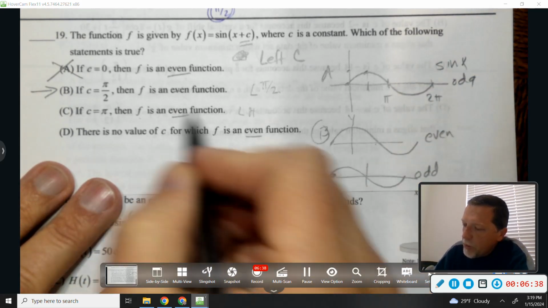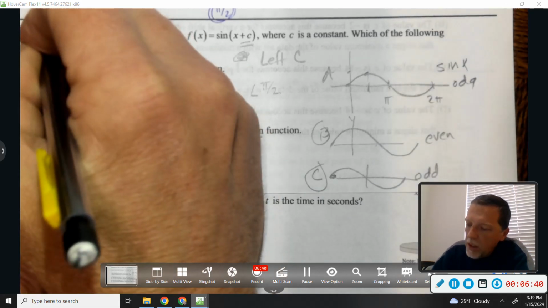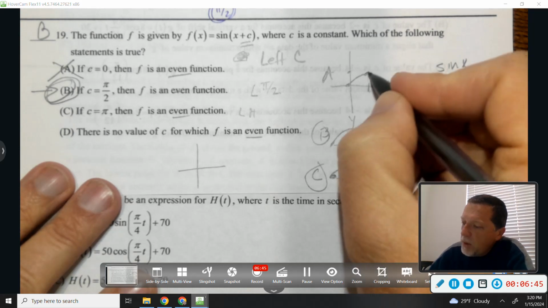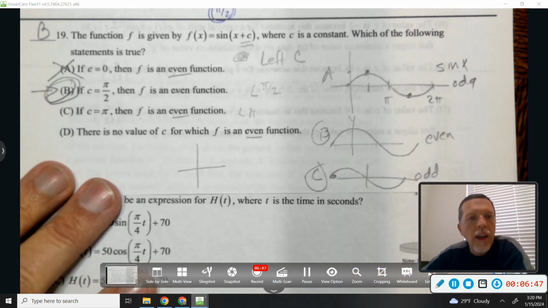We found a value that would make it even. In fact, there's a bunch of values. Anything where a peak or a valley was on the y-axis would make it symmetric with the y-axis, which would make it an even function. Yeah, he agrees.